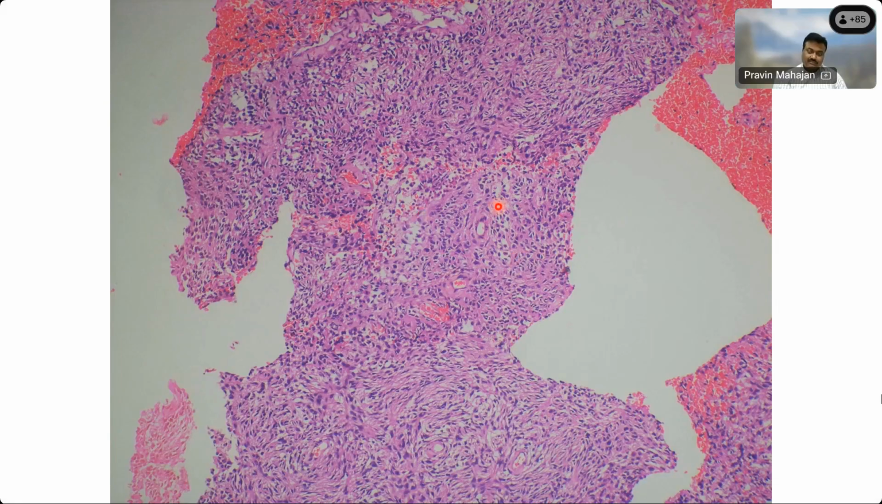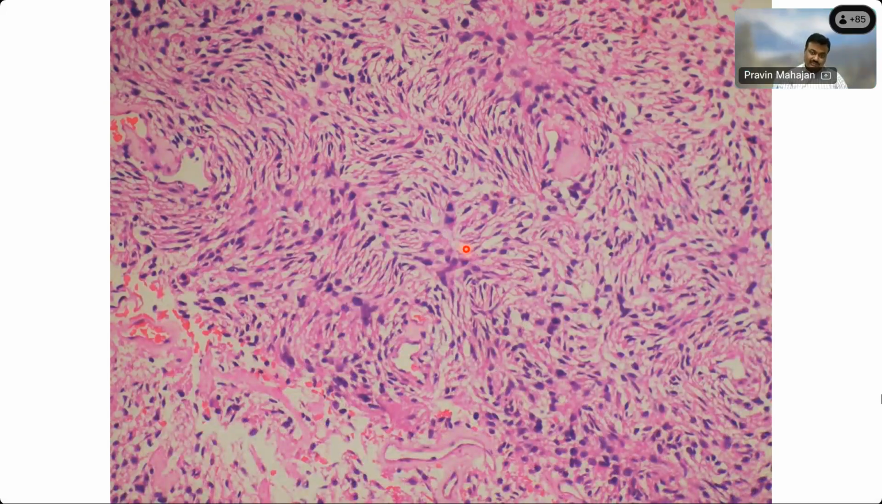In some areas, it does have epithelioid morphology. Maybe it is a cross cut or transverse cut. That's why you see it like that. But this is what we call storiform: from the center, the spokes come out from the center. That's what we call storiform pattern. And the spindle cells have some nuclear atypia, but they still look rather monotonous, I would say.